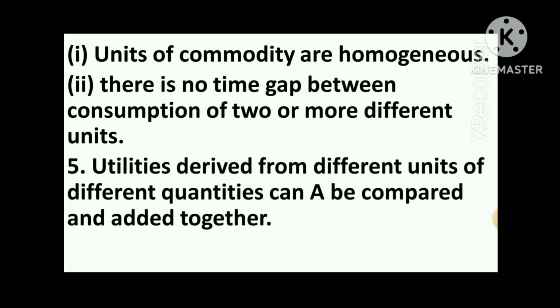If MUx divided by Px is greater than MUy divided by Py, then in this case the consumer will consume more of commodity X, and as he consumes more of X, the MUx will start declining and thus he will reach the equilibrium condition.